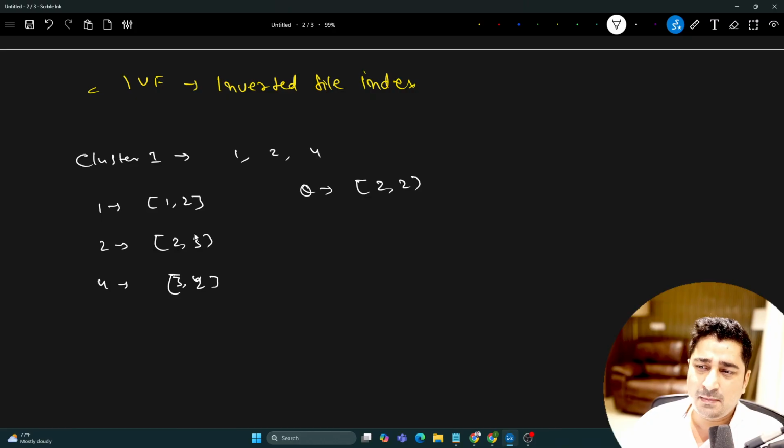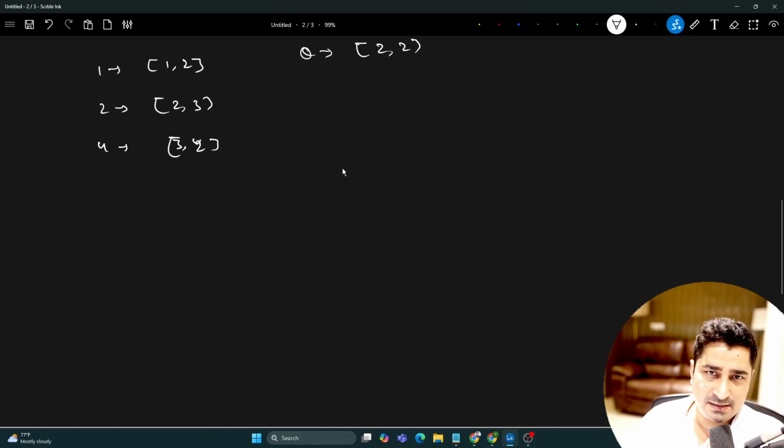With this 2, 2, I have to make the comparison and find the top similar result. Here I can use cosine similarity, or I can use Euclidean distance. First of all, I would like to show you cosine similarity.